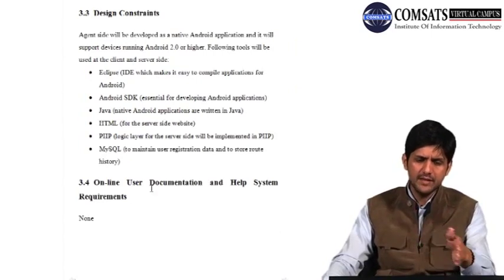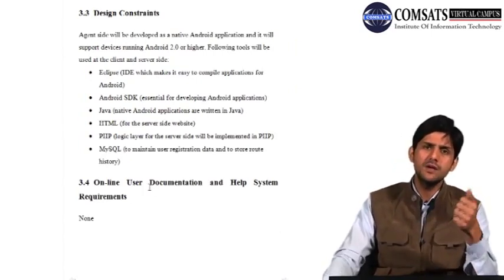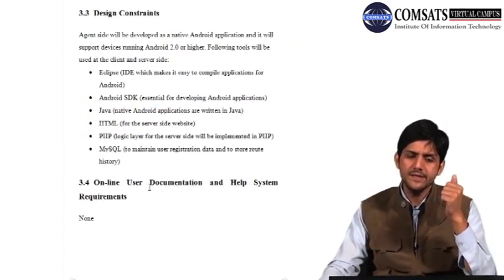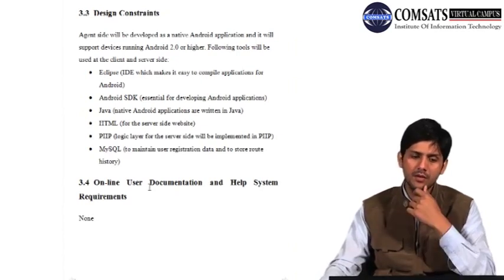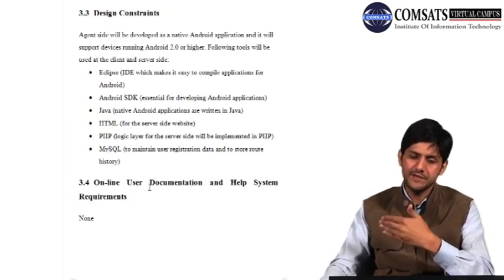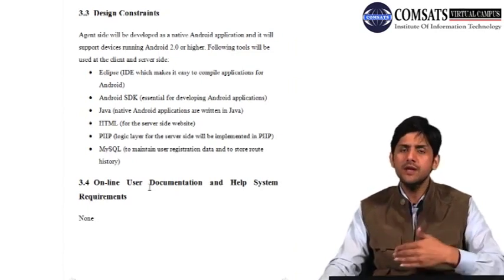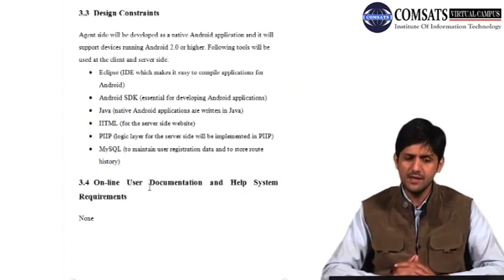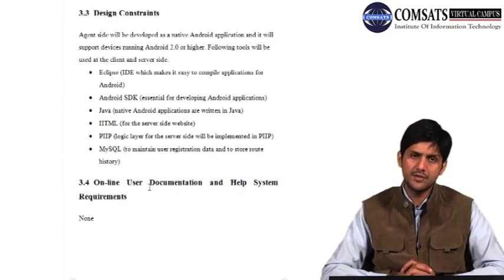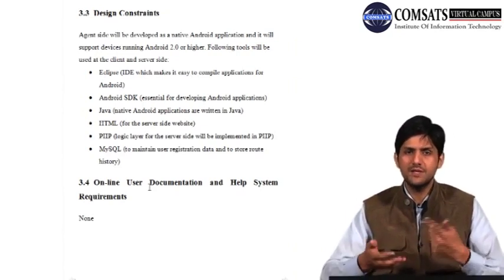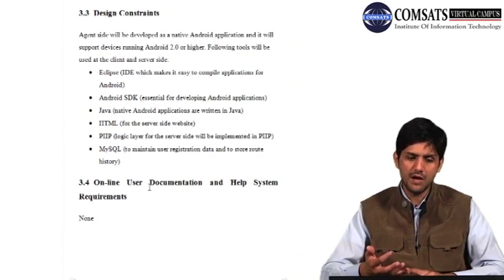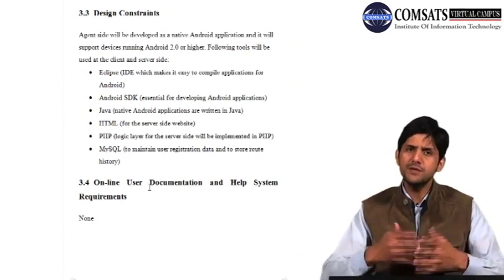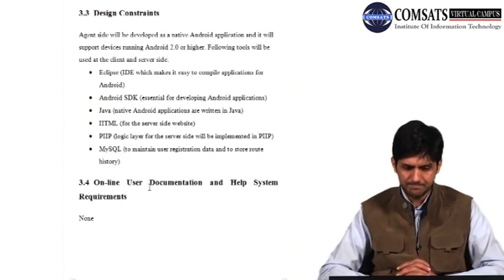And then we have supportability. Then comes the next section. After we express the non-functional requirements, we can put some design constraints. For example, we are saying that the agent side will be developed as a native Android application, and it will support devices running Android 2.0 or higher. And we are also mentioning what tools or technologies we are going to use. We'll be using the Eclipse IDE for building and compiling our Android application. We obviously are going to need the Android SDK. We'll be using Java. On the server side, we will be using HTML, PHP, and MySQL. So we have also mentioned what tools and technology we will be using.